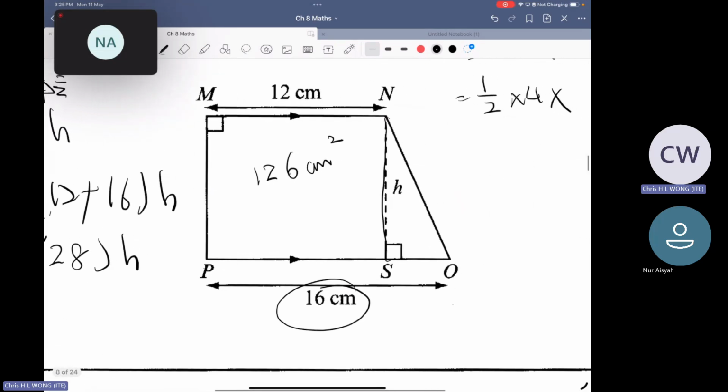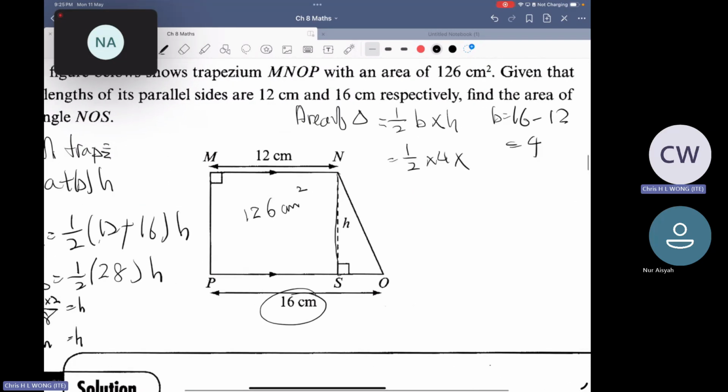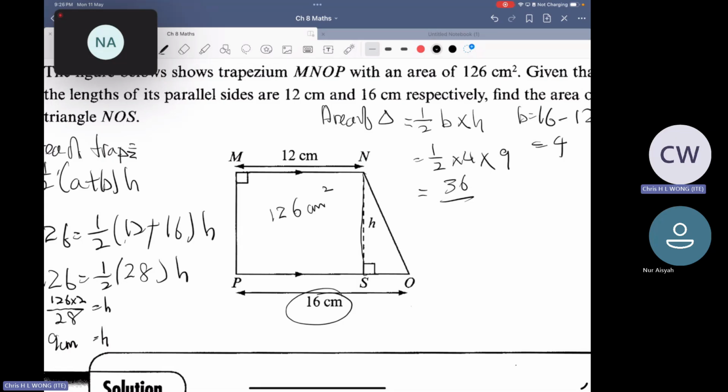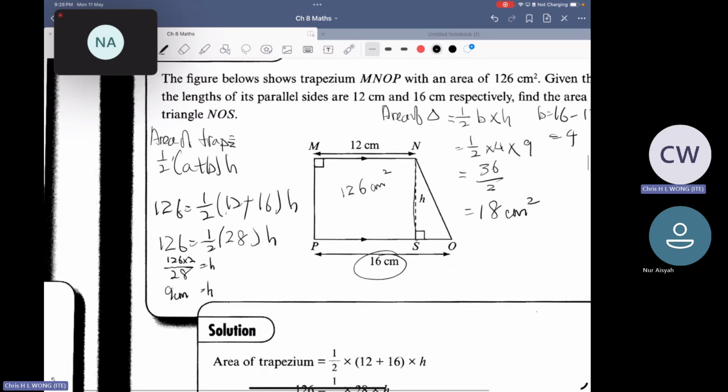So you found 9, now you can find the area of triangle already. Equals half times 4 times 9, right? Correct now. Half base 4 times 9, which equals 36 thereby giving you 18 cm squared. So just now if I calculated this wrongly, this will also be wrong, this will also be wrong. So one wrong, all wrong.